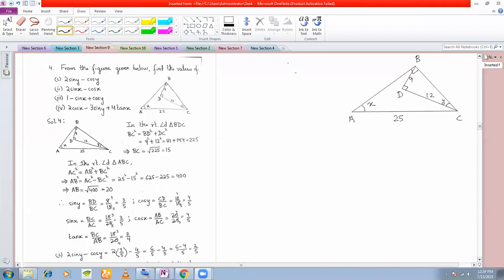The question here is, from the figure given below, find the values of 2 sine y minus cos y, and then you have other 3 questions. In the figure, you can see there are 2 right angled triangles. What are they? ABC is the bigger right angled triangle with the right angle at B, and the other triangle is BDC, which is right angled at D. These are the 2 right angles that you can see.